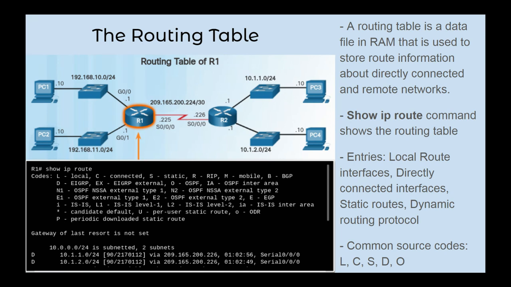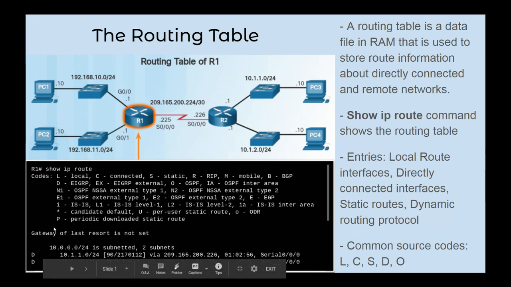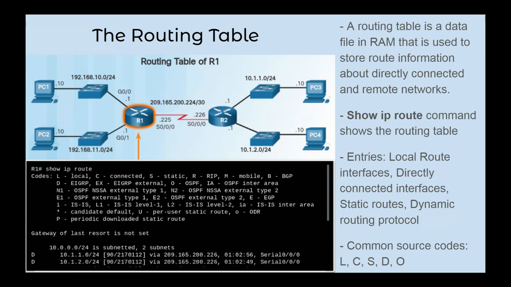On a Cisco router, the show IP route command can be used to display the IPv4 routing table of a router. Entries in the routing table can be added as local route interfaces, directly connected interfaces, static routes, and dynamic routing protocol. The sources of the routing table entries are identified by a code.